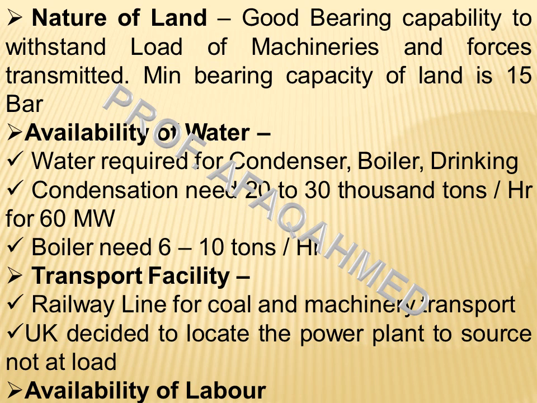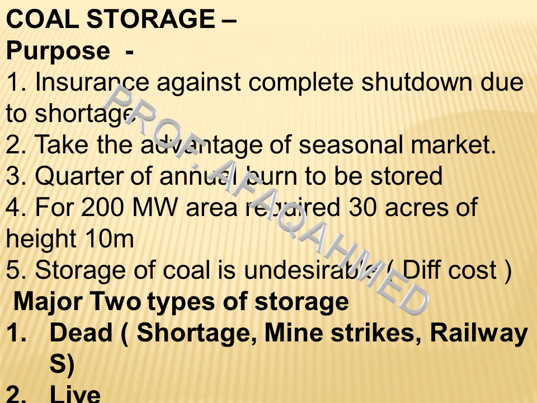Next is the availability of labor. Cheap labor should be available at the proposed site, as enough labor is required during construction. Next, a public problem may also occur. The proposed site should be away from the towns to avoid the nuisance from smoke, fly ash and heat discharge from the power plant. So these are the general considerations for site selection, or we can say the criteria for site selection of a thermal power plant.